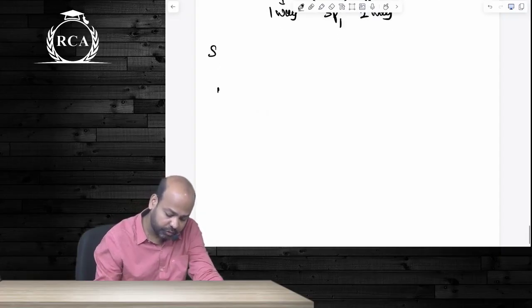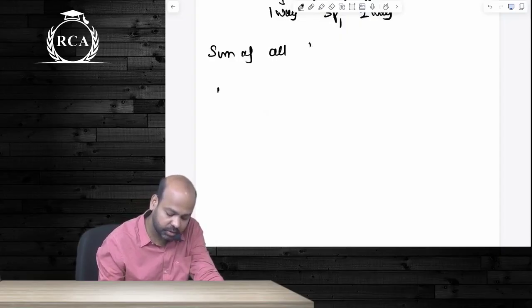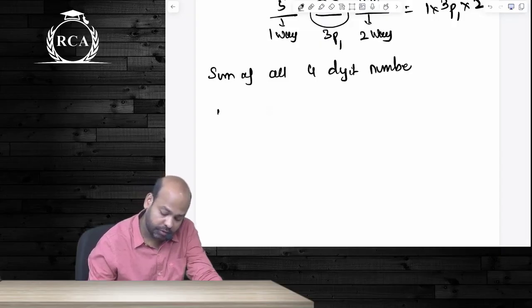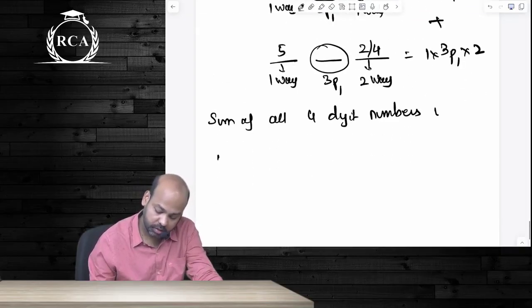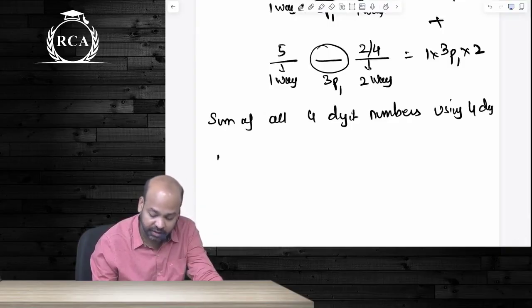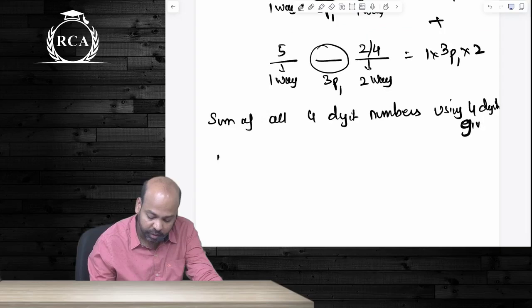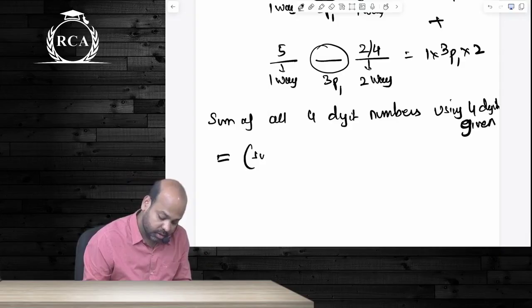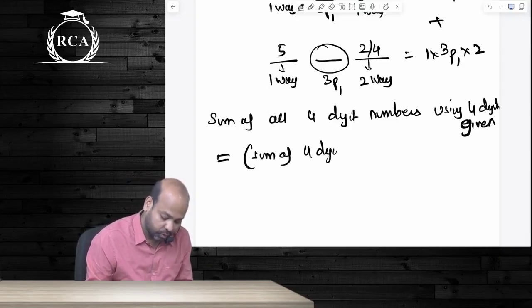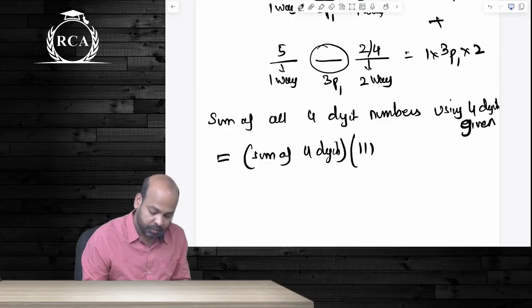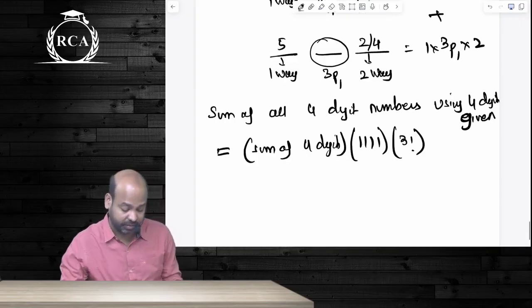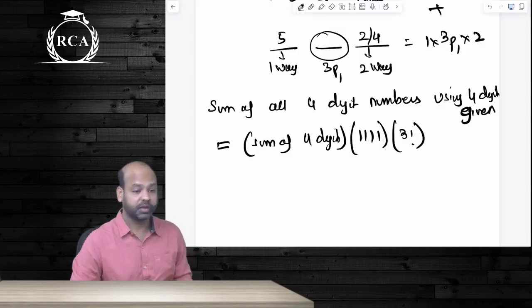So if they ask us to form the sum of all 4-digit numbers using the 4 digits given, there are other cases too that were written in class, but those are not relevant now. I'm just talking about the case that will come in the exam. So what will I write? Sum of 4 digits into how many times should I write 1111? 4 times, into 3 factorial. This will give us the sum of all numbers that you can form using the 4 specified digits. Is it clear now? Krishna, did this get done?